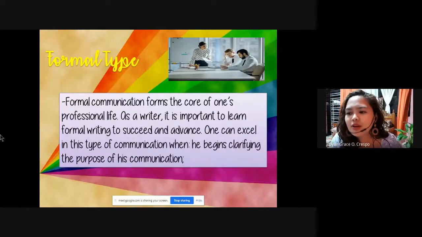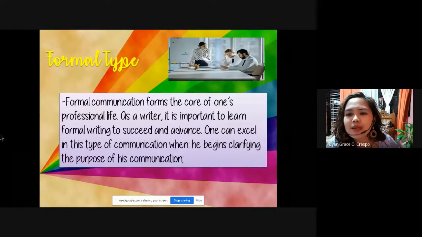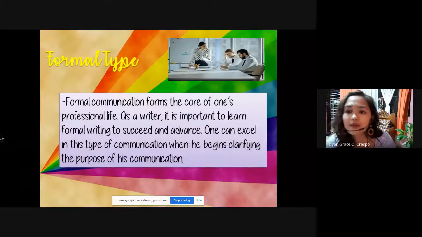Okay, so formal communication forms the core of one's professional life. And as a writer, it is important to learn formal writing to succeed and advance. Of course, one can excel in this type of communication when he begins clarifying the purpose of this communication. So as you can see, my dear students, in a formal communication, that is what you're using when you are in an academic setup or maybe in a company. It will make your professional life better.